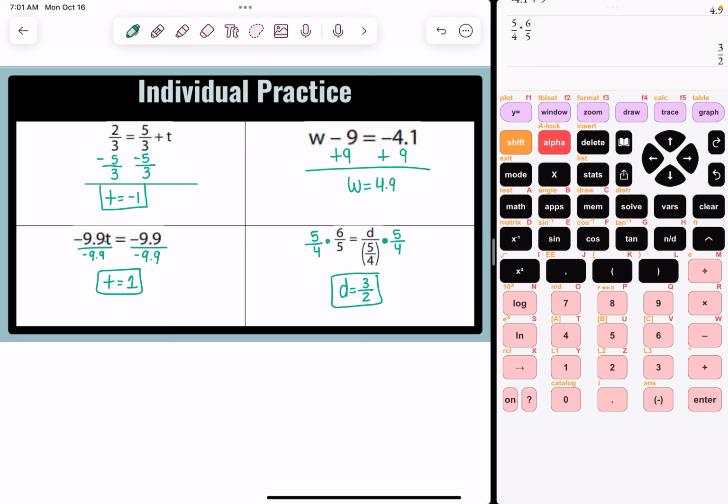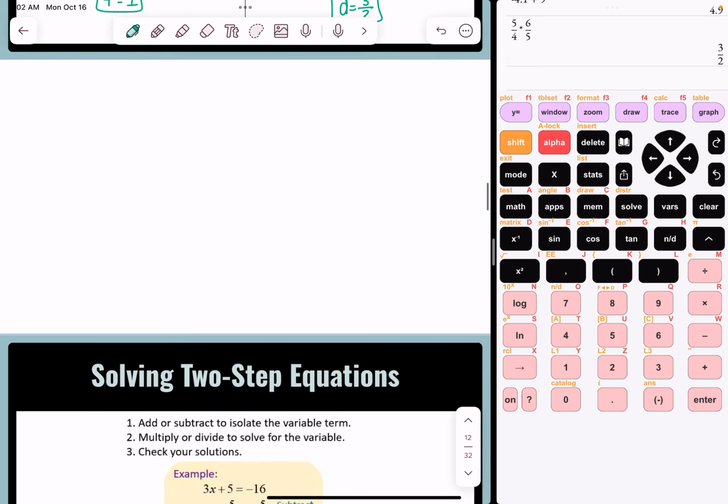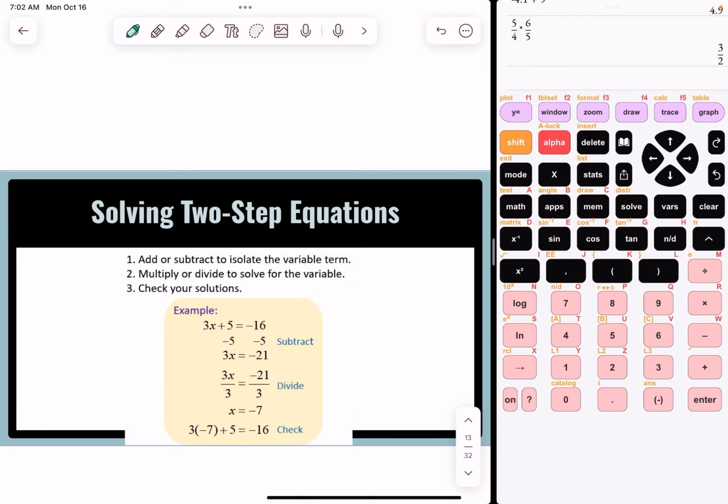And that is a wrap up on solving one-step equations. There's just one thing you have to do to isolate the variable. Now we are going to learn how to solve two-step equations. Most of the time, you are going to first start by adding or subtracting to isolate the variable term. Then you are going to multiply or divide to get rid of the coefficient that's in front of that variable. And then you can check your solutions.